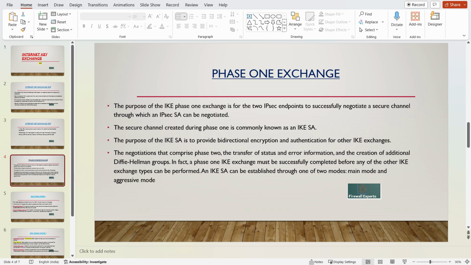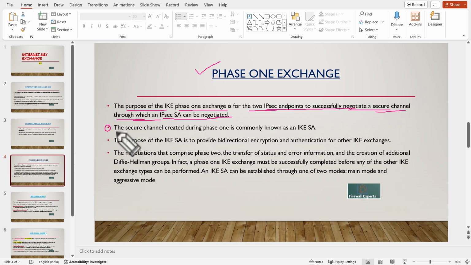So let's move further to the phase 1 exchange. The purpose of the IKE phase 1 exchange is for two IPsec endpoints to successfully negotiate a secure channel through which IPsec SAs can be negotiated. This is the primary purpose of the phase 1 exchange.